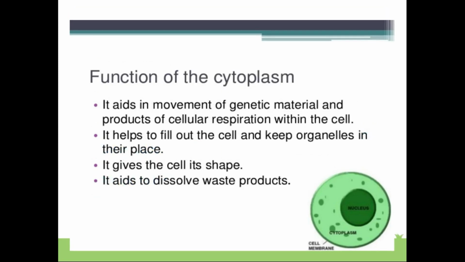We'll see what the different functions of cytoplasm are. Cytoplasm aids in movement of genetic material and products of cellular respiration within the cell with the help of different organelles. It helps to fill out the cell and keep organelles in their place. And we see that all the different organelles are kept in the cytoplasm. It gives the cell its shape. It aids in dissolving waste products.